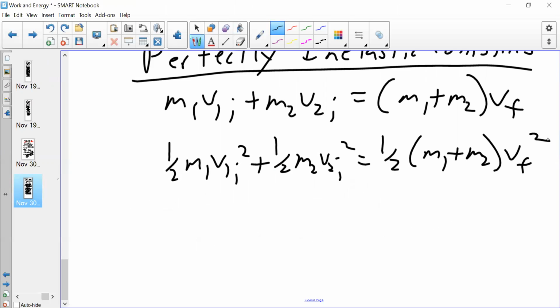Yeah, so that's what we have for the perfectly inelastic momentum case. The momentum and kinetic energy are not the same.